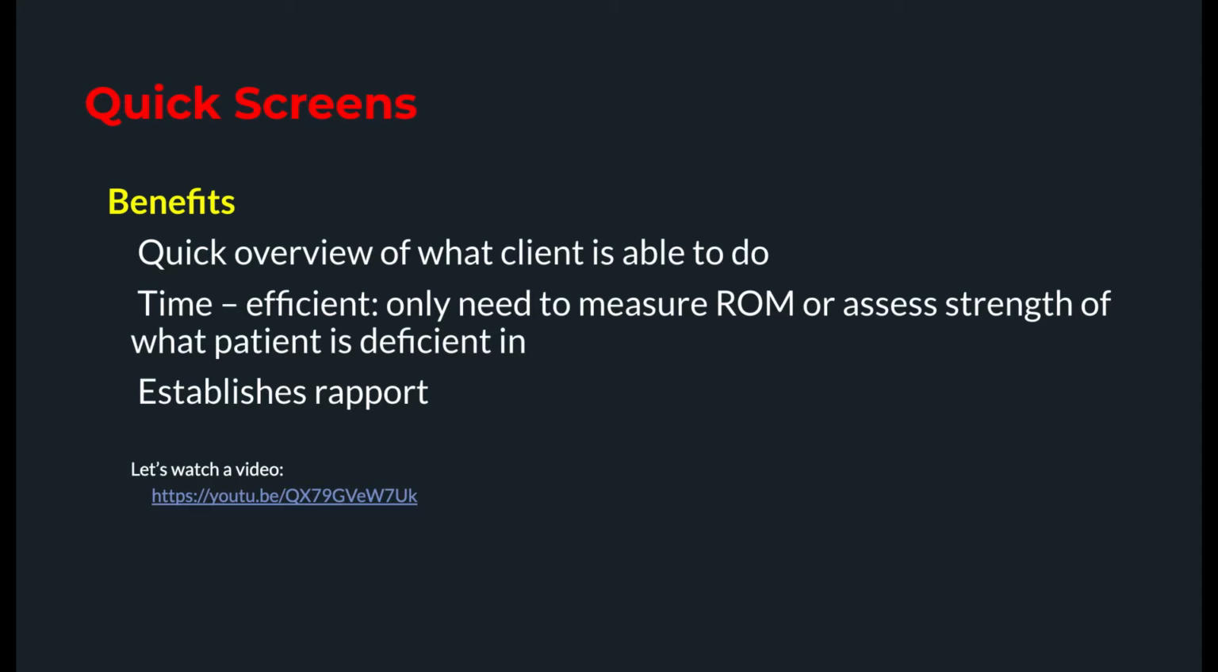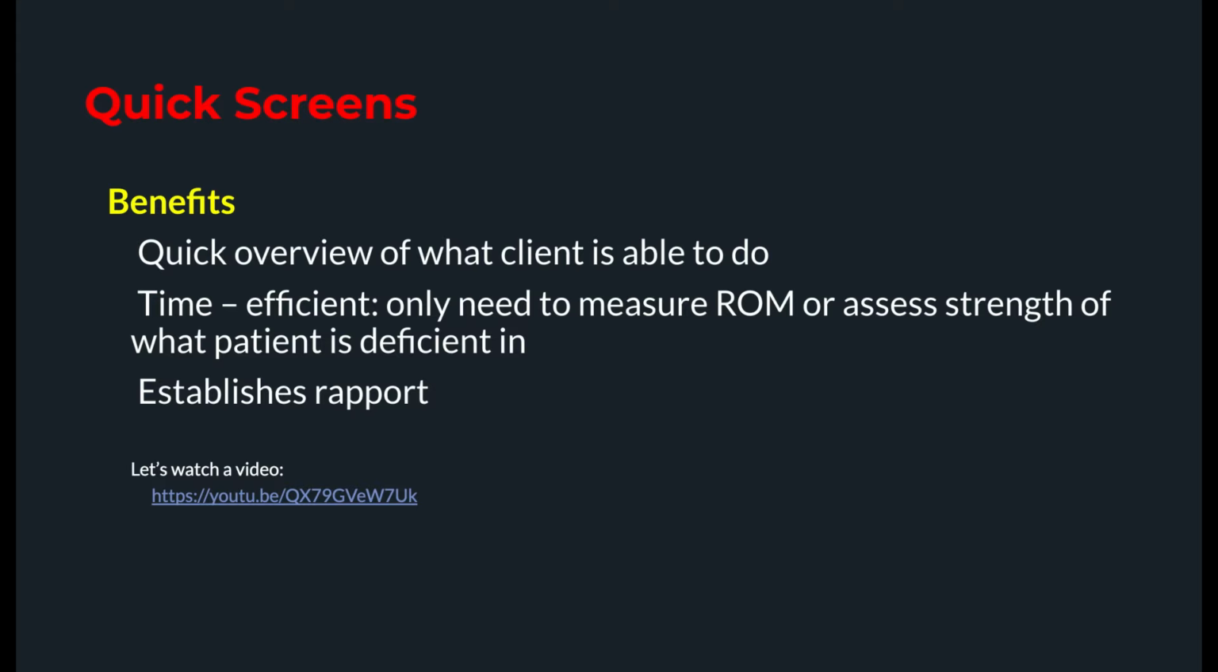Okay, what is a quick screen? A quick screen is overviewing what a client is able to do. We do this because it saves a lot of time. As you've learned about manual muscle testing and range of motion, think about how much time it took you to measure one body part of one of your classmates when you were doing your practical. I think Dr. Bennett said you were given like 15 minutes to do a practical to show maybe one or two measurements for range of motion. You don't have the luxury of that in the clinic.